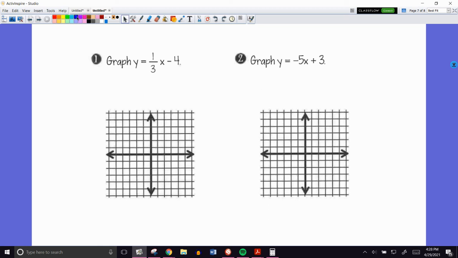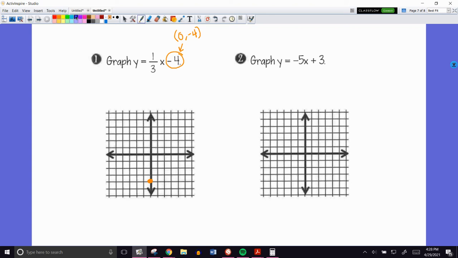And we need to remember our steps. So step 1 was to plot our y-intercept. So I remember that my y is after the x, my y-intercept is after the x, and it's the coordinate 0, -4. So I'm going to go 0, 1, 2, 3, 4.